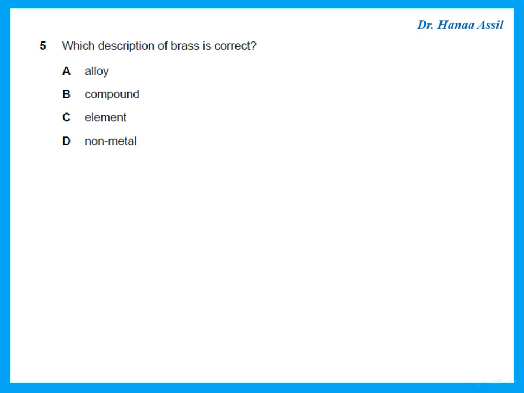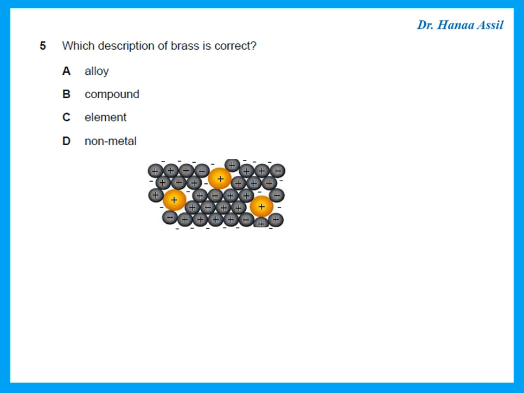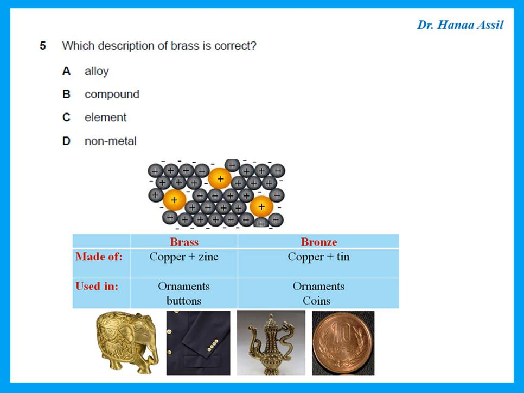Which description of brass? Do you remember what brass is? Brass is an alloy. We said alloys are mixtures of metals, and we said brass is a mixture of copper and zinc. It's used for ornaments and buttons. Bronze is another alloy, which is a mixture of copper and tin. So in this case, brass is an alloy.